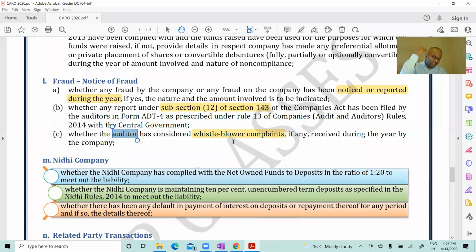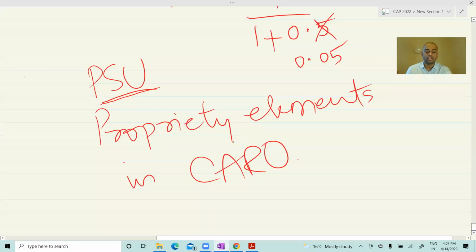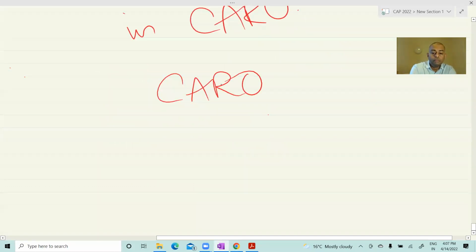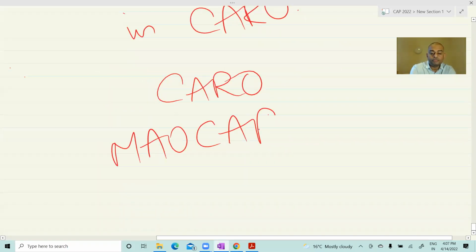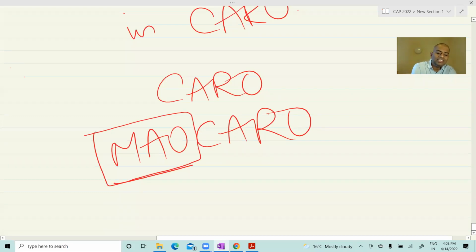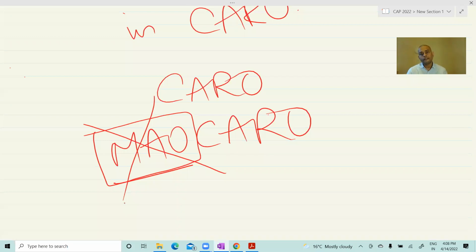Nidhi company, since my childhood it is there. Even in 1988, MAOCARO. Now it is CARO. Previously it was MAOCARO. CARO means Company's Auditor's Report Order. MAOCARO means Manufacturing and Other Companies (Auditor's Report) Order. So now it is CARO. Now what they have done is, they removed the distinction. Whether it is a manufacturing company, a trading company, or a finance company, CARO is CARO.